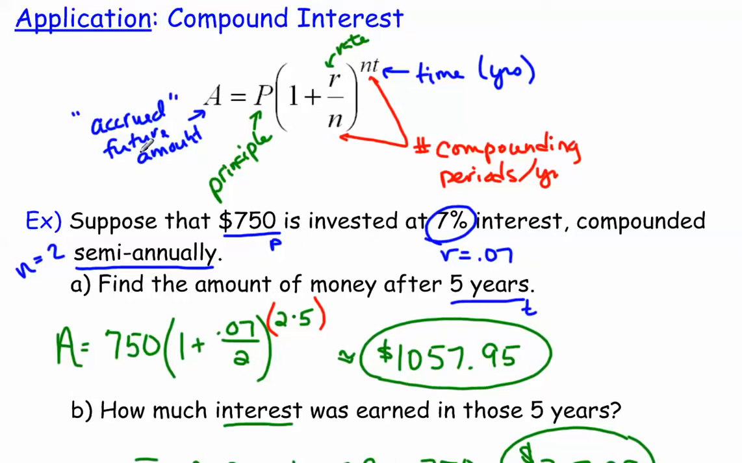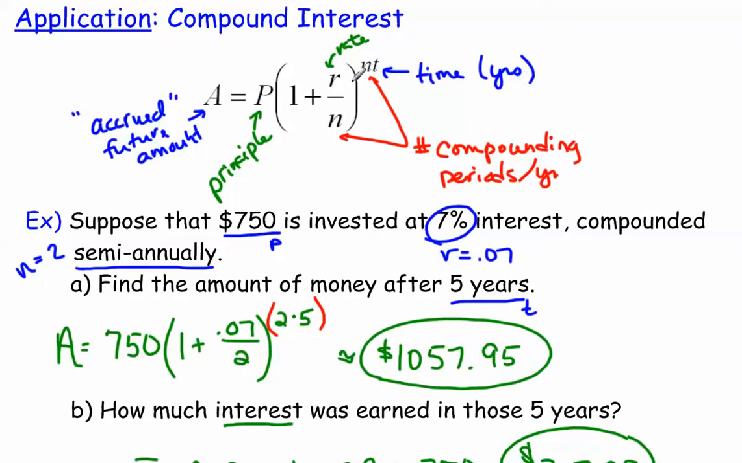A is going to stand for the future amount, or some people call it the accrued amount. The P is still our familiar principal, the original amount put in or borrowed, and then it's times this whole quantity, 1 plus r over n, all raised to this nt power. R is the familiar rate, which we'll express as a decimal, and then t is also going to be time, just like it has been before. Remember, you have to put it into years.